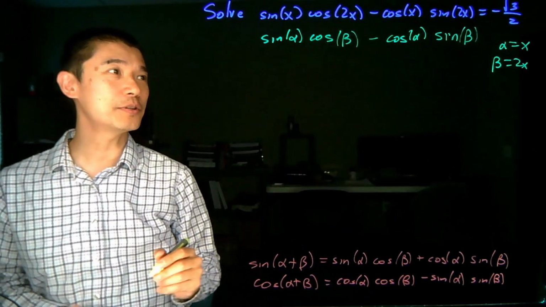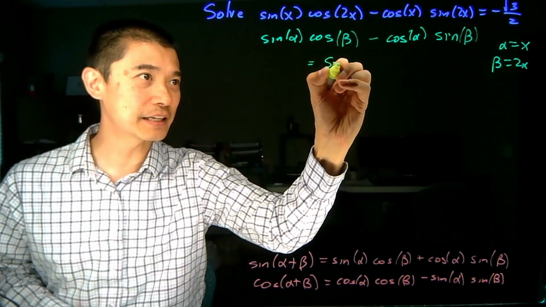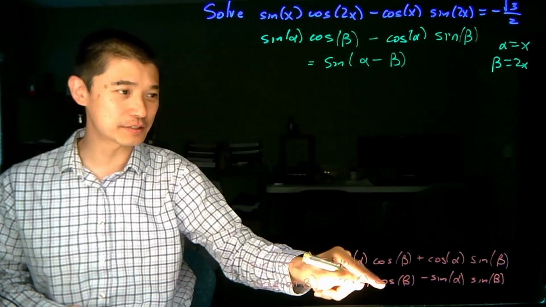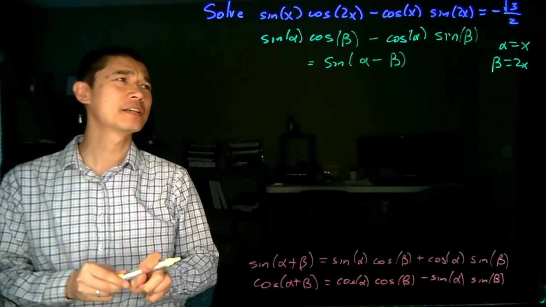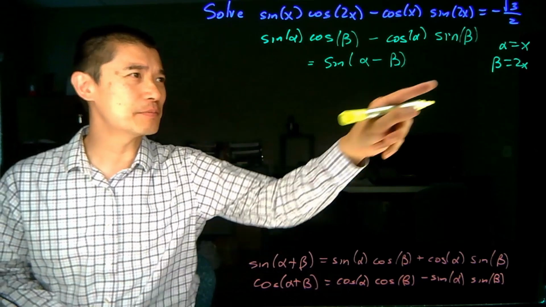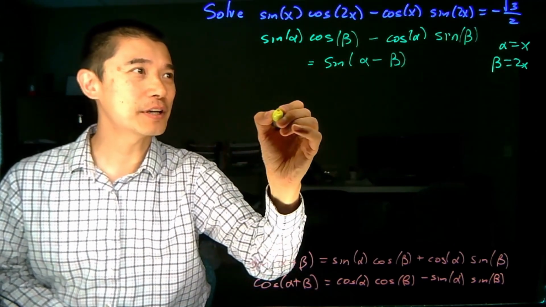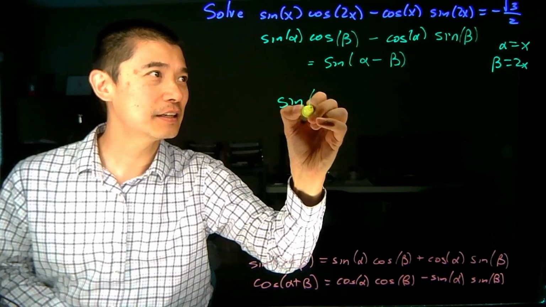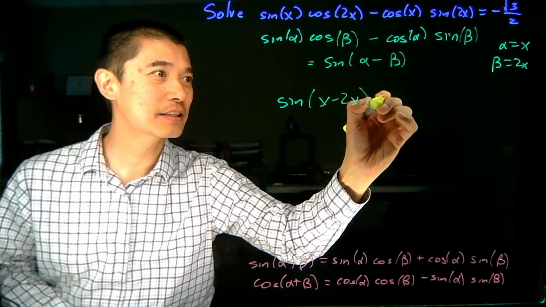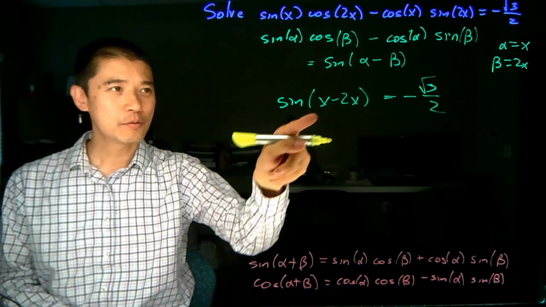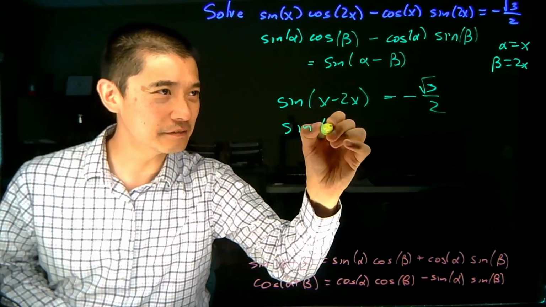And that this whole thing is actually going to be equal to sine of alpha minus beta, right? Again, minus sign here because the sign's flipped relative to that formula. Okay, so we now know what this is, and we know that alpha is x and beta is 2x. So this whole thing becomes sine of x minus 2x is equal to negative square root of 3 over 2. Well, x minus 2x, that's sine of negative x.